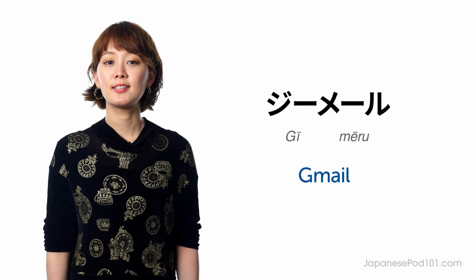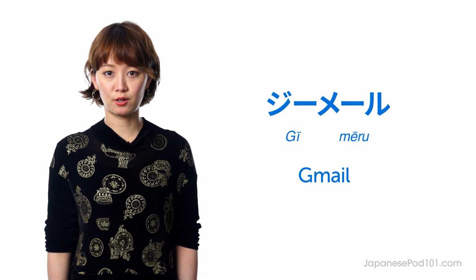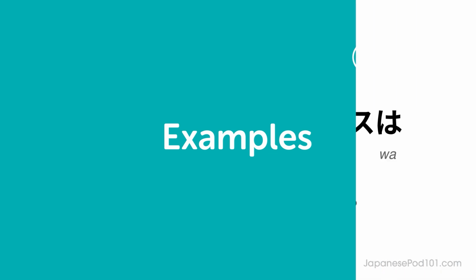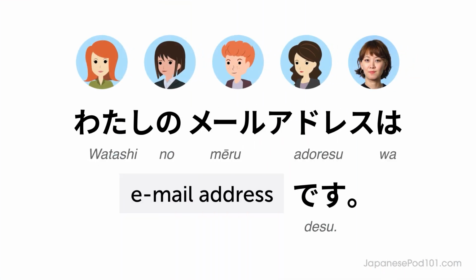When giving your email address in Japanese, if the domain name is well known, you don't need to spell it out. For example, Gmail, Gmail. However, outside of well-known domain names, it will usually be necessary to spell it out. Let's look at some more examples. Listen and repeat or speak along with the native speakers.